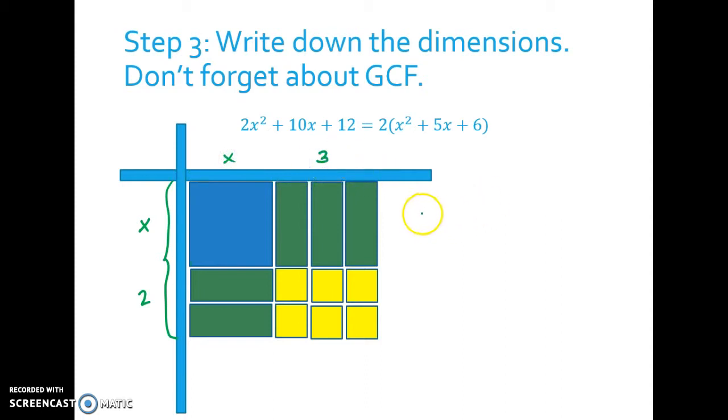So if I write this polynomial in fully factored form, I would write the 2 down, so don't forget to write that 2 down, and then I'm going to have x plus 2 times x plus 3. Now that I've done all of that work, I have a fully factored polynomial.